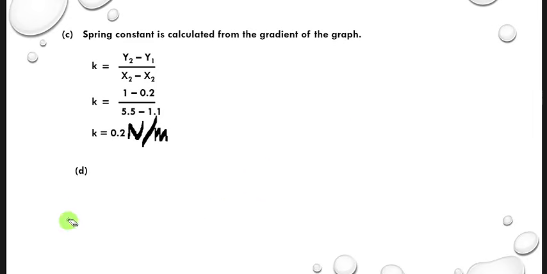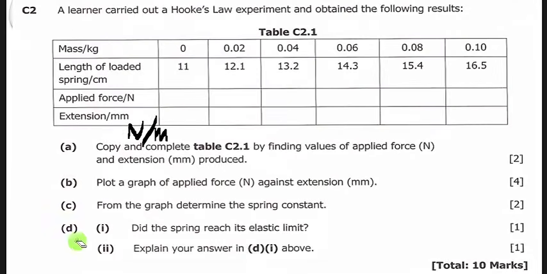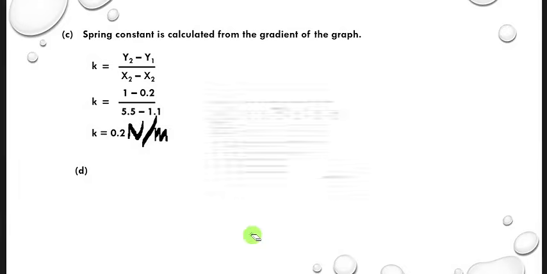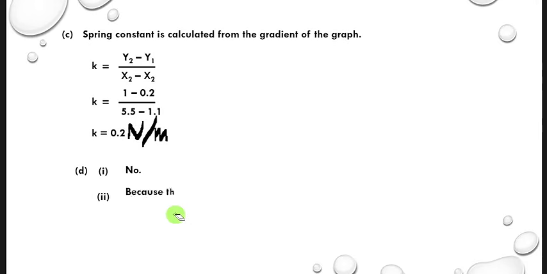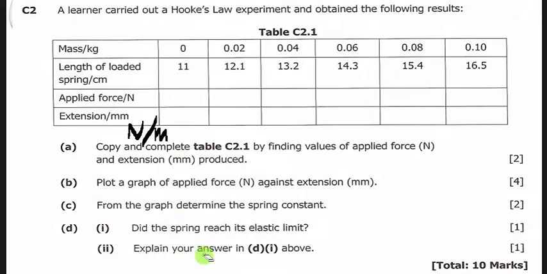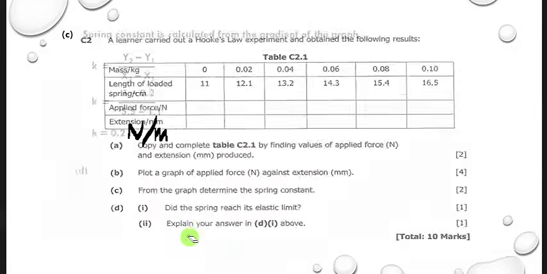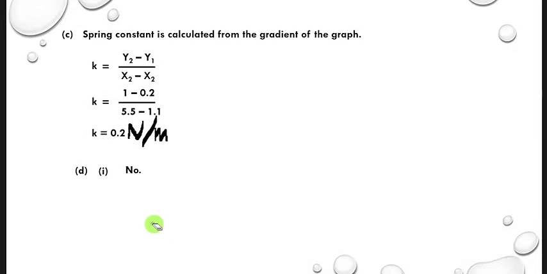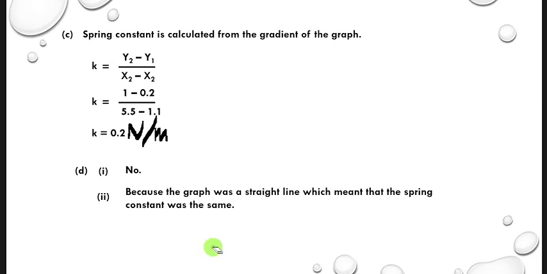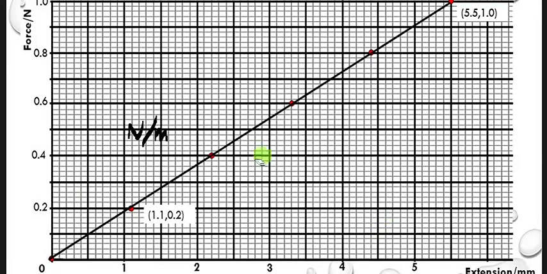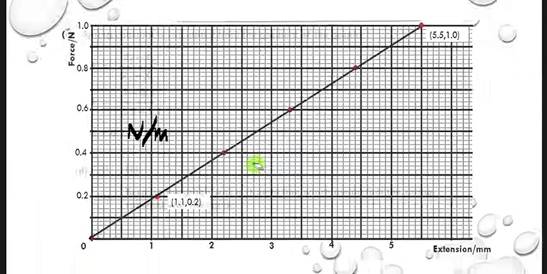Now D1 here says, did the spring reach its elastic limit? The answer is no. And then they're asking for a reason. Explain your answer in D1. So if we say no here, then the answer is that the graph was a straight line, which meant that the spring constant was the same. If the graph is a straight line like this, it means the spring has not reached its limit, because that's why I've put this answer.